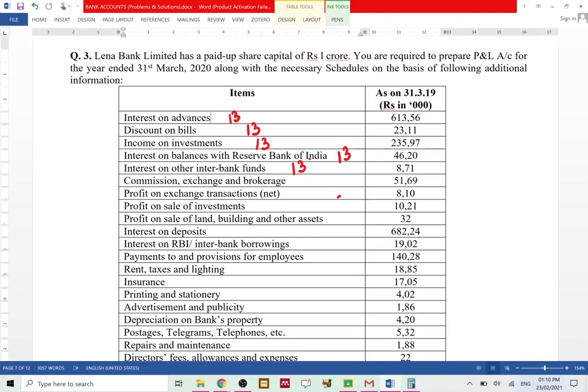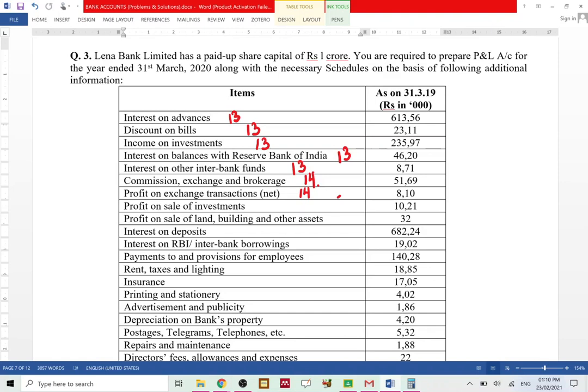Done. Then you have commission, exchange and brokerage. Where will this come? Expense or income? Other income. Very good. So this will be Schedule 14. Okay. Then profit on exchange transactions. Where will it show? Other income. Very good. 14. Because they do deal with a lot of currency, they have foreign exchange transactions, so they end up making some profit, all right? And that will not come under interest, but it will come under other incomes.